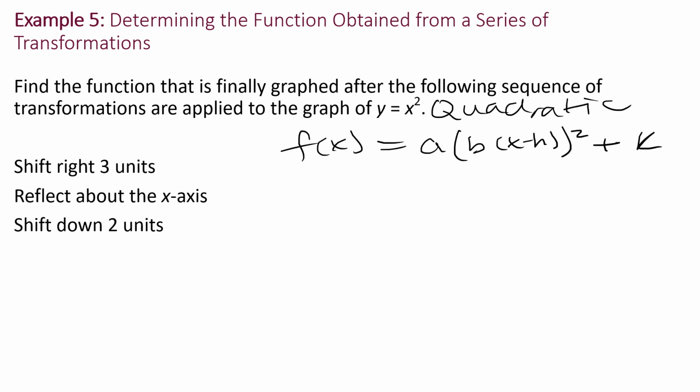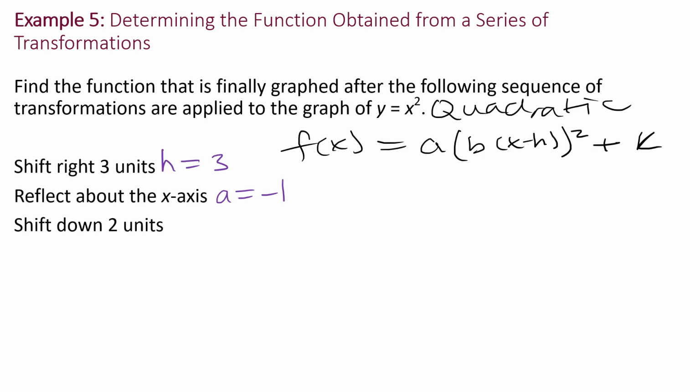Our job is to figure out what's a, b, h, and k. So these are the descriptions that it gave us. It says you're going to shift right 3 units. So if I'm going to shift right 3 units, which variable is that? A, B, H, or K? H. It's our H. Good job. So we know H equals 3. Okay? If I want to reflect about the x-axis, is that A, B, H, or K? It's A. It's going to be A, and our A is going to have to be a negative. In order to reflect, it has to become a negative.